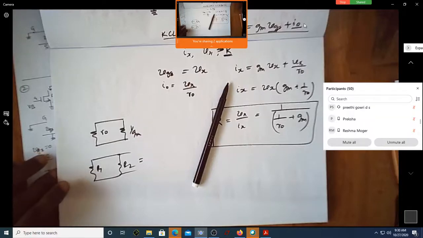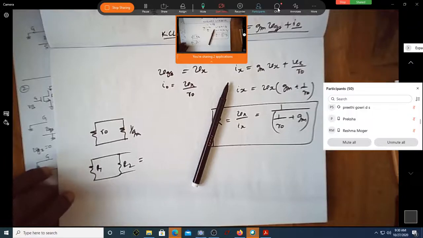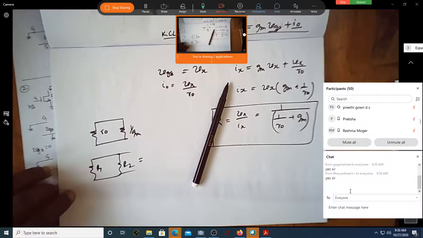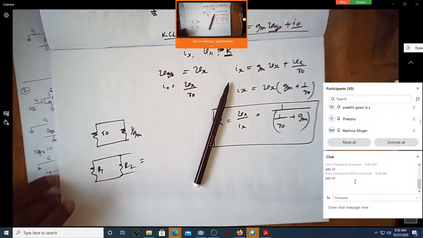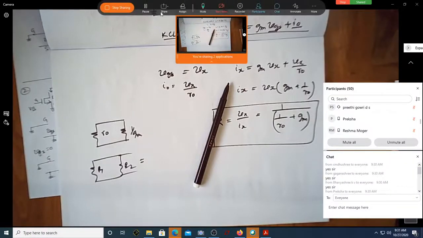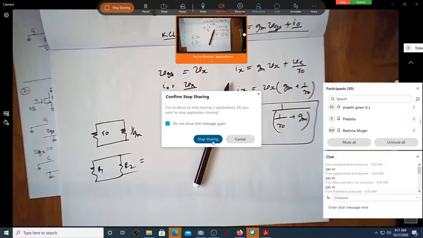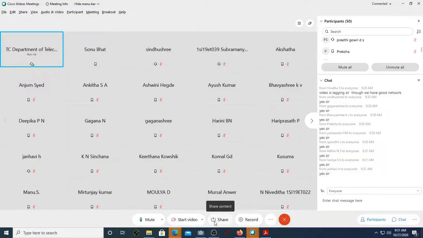Okay, some of you who are all having that lagging problem, let me know. Is it with all of you? Lagging issue? Lagging, sir, though we have a good network. What to do, madam? What can I do now? Shall I just close it once? I don't know. Let me just stop sharing and again start sharing it.